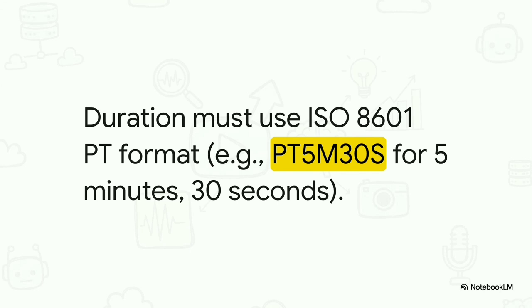I want to highlight one specific, incredibly common mistake that will instantly break your schema. Your duration must use the ISO 8601 PT format. If you just type out 5 minutes, Google is going to reject the entire code block. You absolutely must format it as PT5M30S. It is a tiny, tiny detail, but it literally makes all the difference between being seen or being totally invisible.